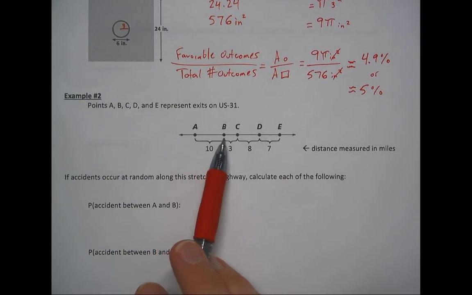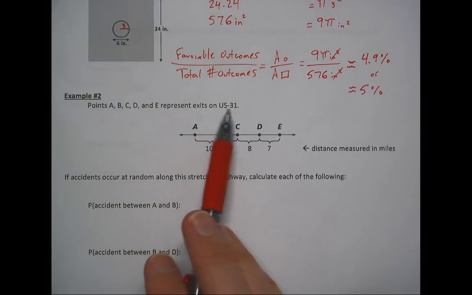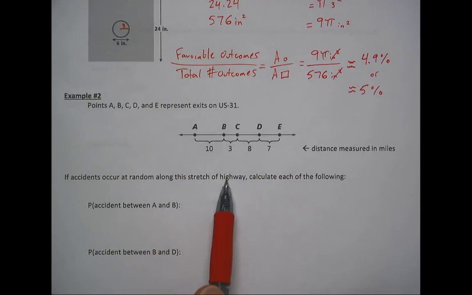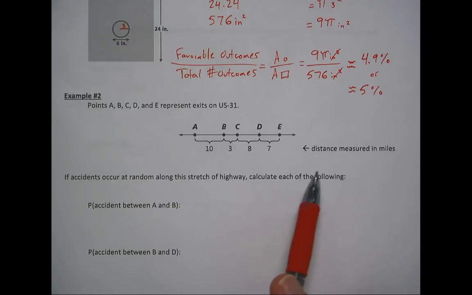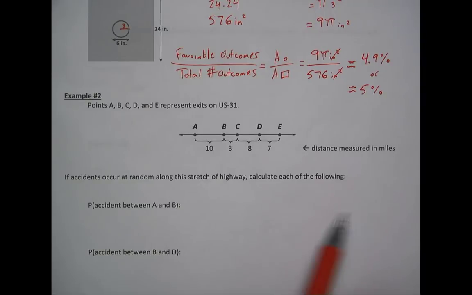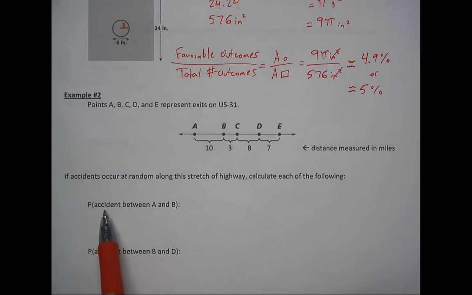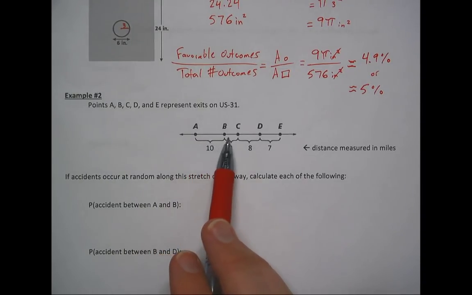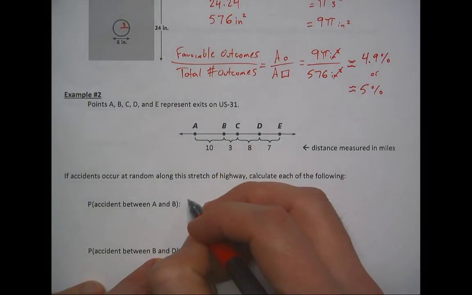So all of these points, A, B, C, and D, they represent exits on US 31, so the highway. So we're on the highway. An accident occurs at random along this stretch of highway. Calculate each of the following. Now, each one of these distances here represent miles. It says, what's the probability of an accident happening between A and B? So that stretch between A and B, that's your favorable outcomes.